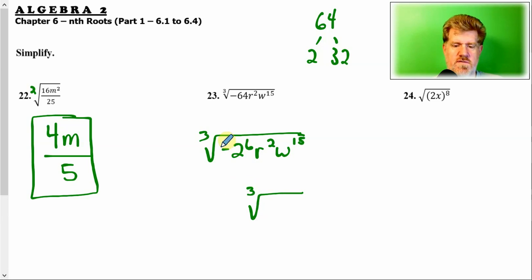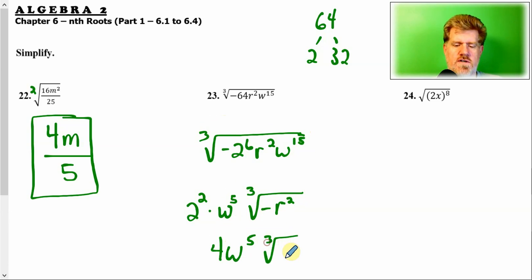Let's start with the negative. Oh, well, guess what? Negative doesn't get out. 2 to the 6th. 6 divided by 3 is 2. Okay, they get out. R squared. Oh, there's not enough to get out. You need 3 to get out because 2 divided by 3 doesn't go into it. That stays. W to the 15th. 15 divided by 3 is 5. Nothing is a remainder. So it's 4 w to the 5th. The cube root of r squared.